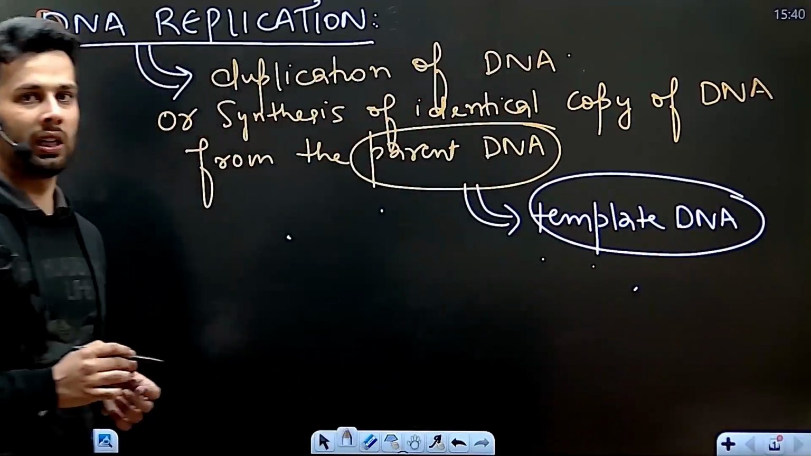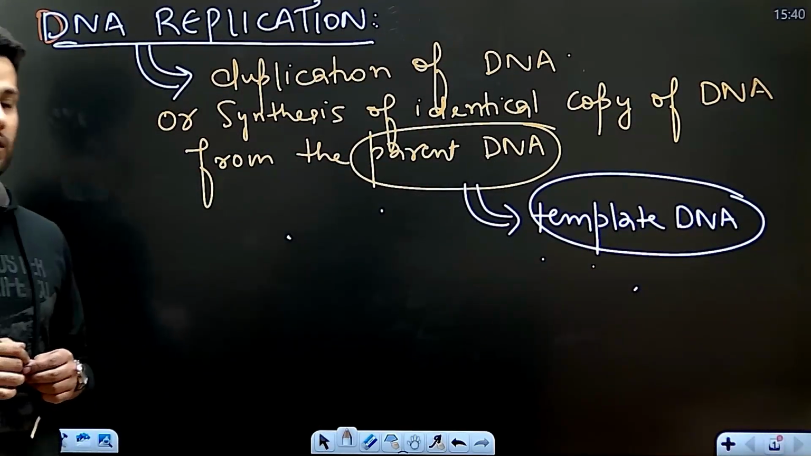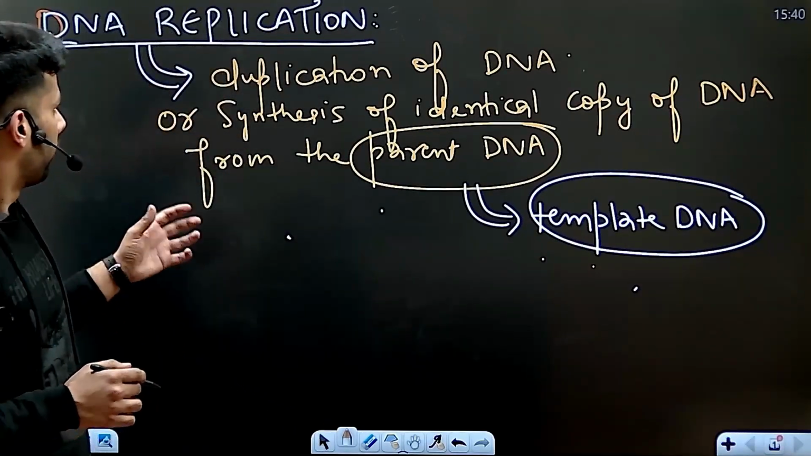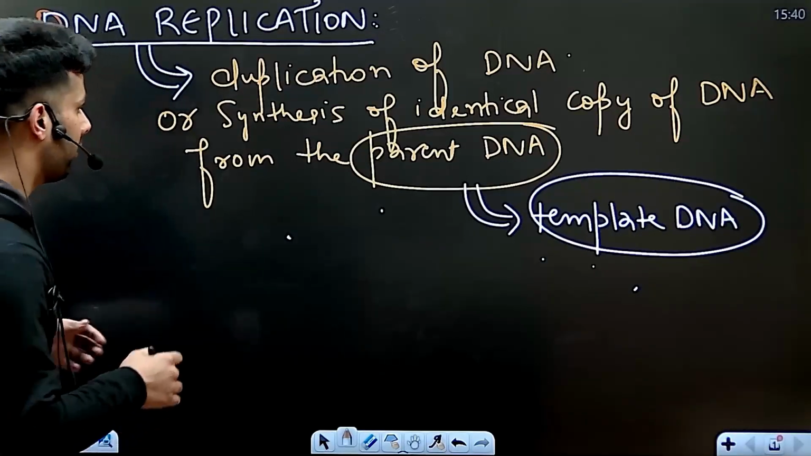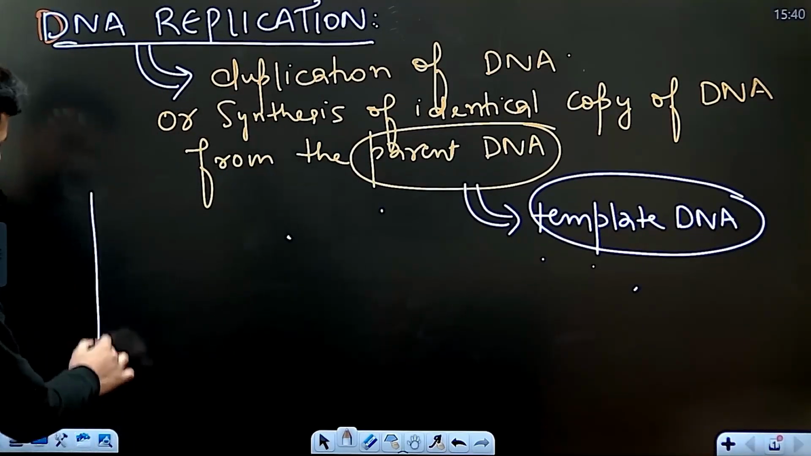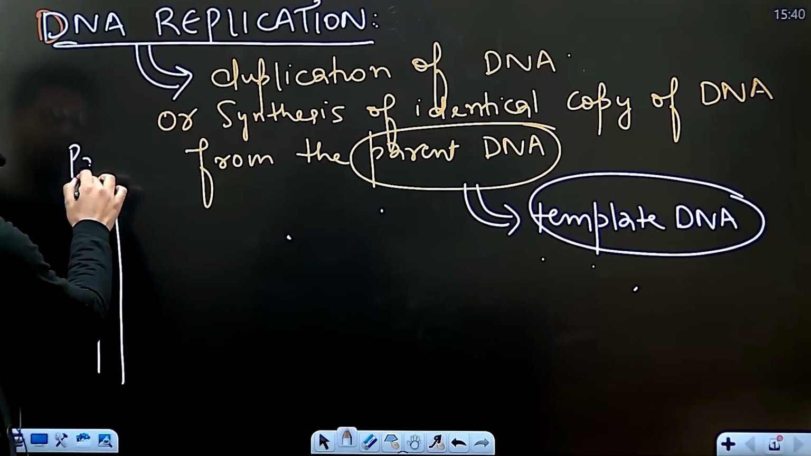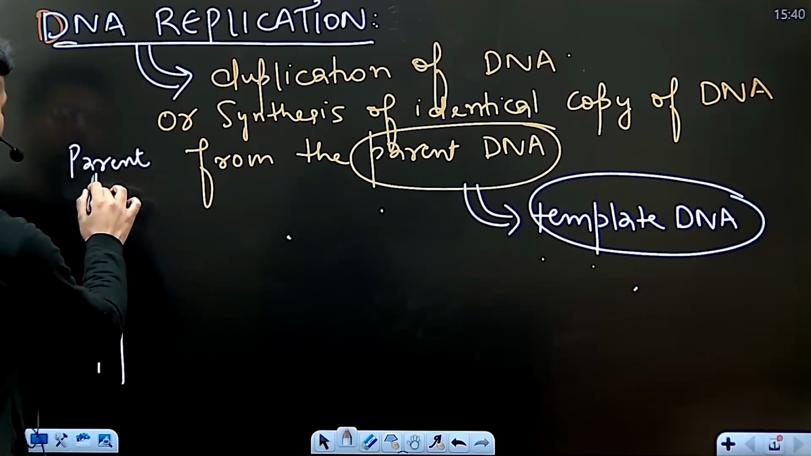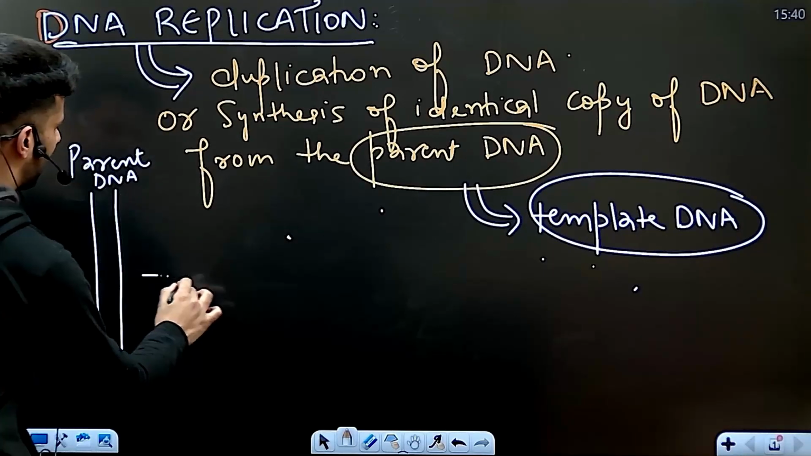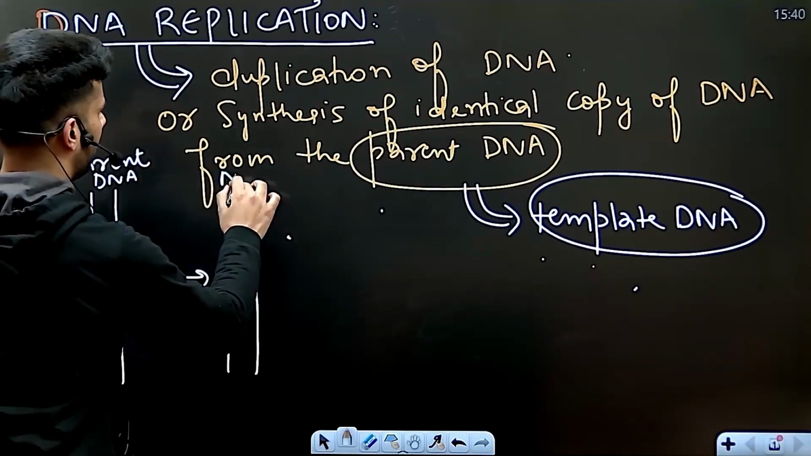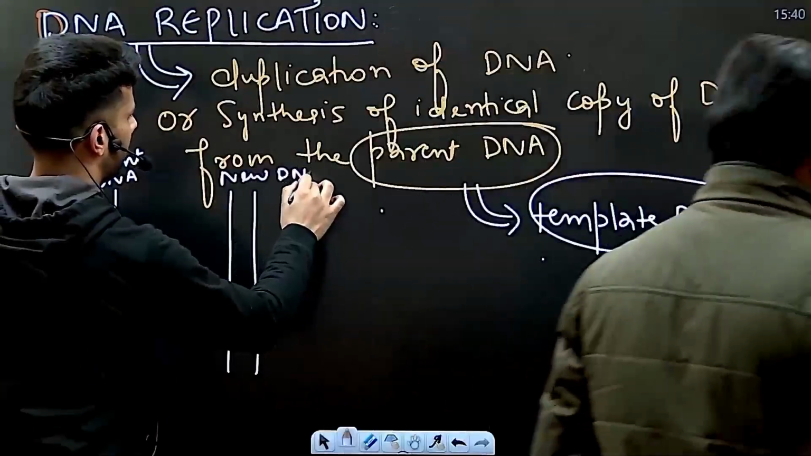So the definition: it is duplication of DNA. It is synthesis of the identical copy of DNA from the parent DNA, which we also call template DNA. So if we have this parent DNA, or template DNA, we have to synthesize the identical copy from it, and this identical copy will be the new DNA, which will be passed on to the new cell.